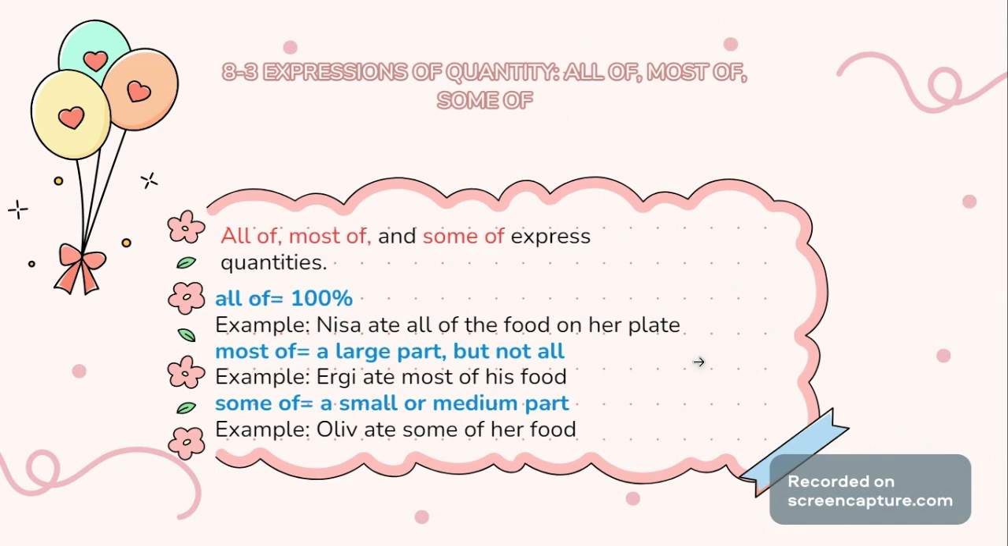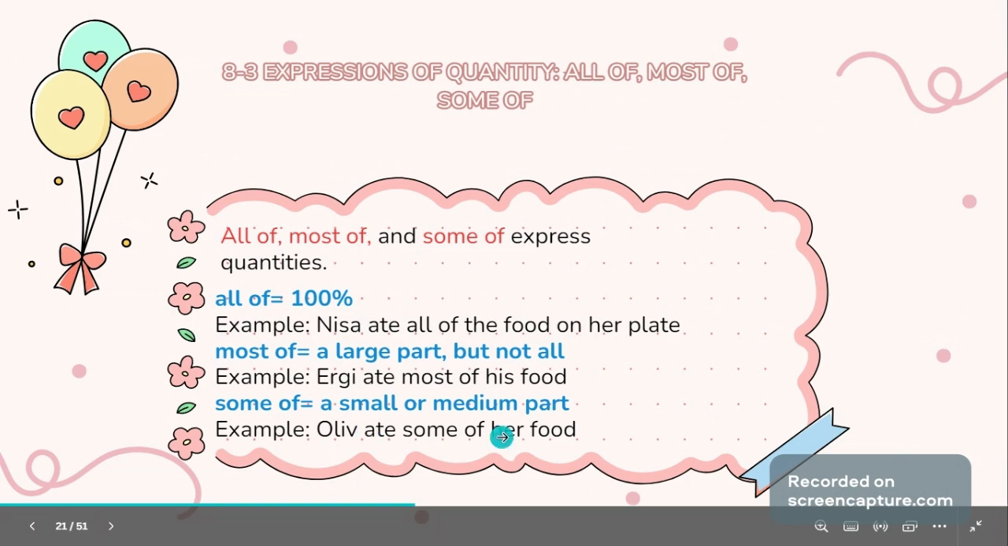Next, expressions of quantity: all of, most of, and some of. All of, most of, and some of express quantities. All of is for 100%. For example, Nisa ate all of the food on her plate. All of indicates 100%. And most of is a large part but not all. Example, Ergi ate most of his food. Most of, not all. And some of is a small or medium part. Example, Olive ate some of her food.